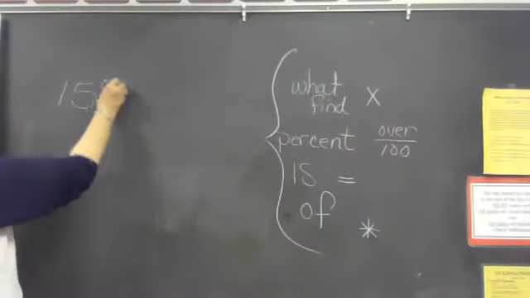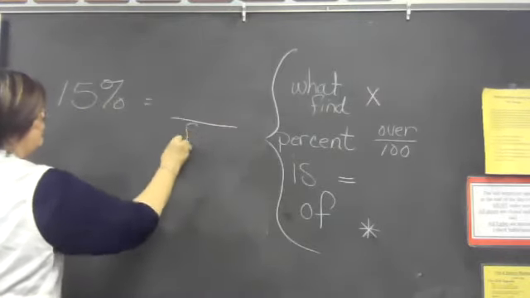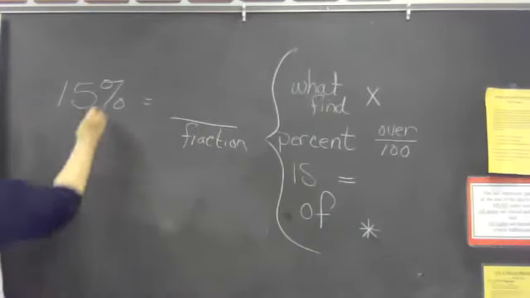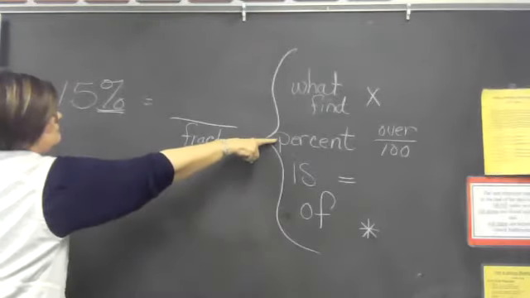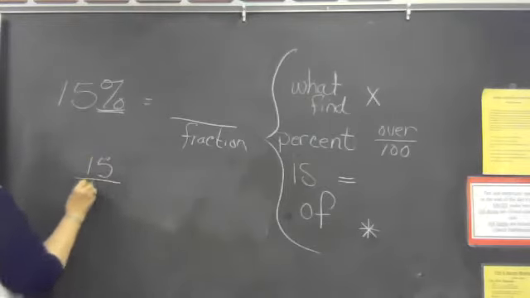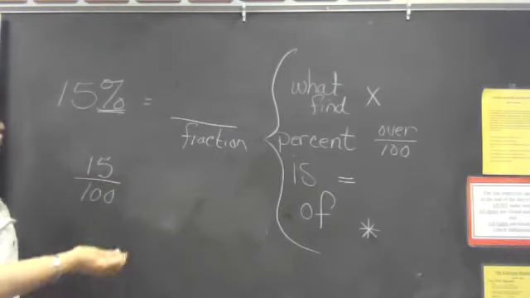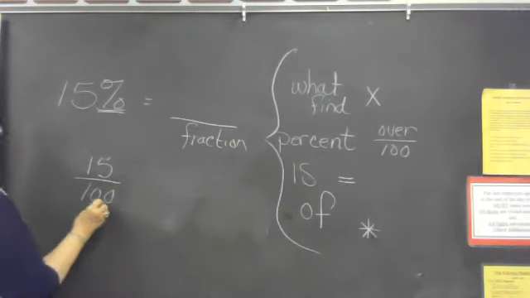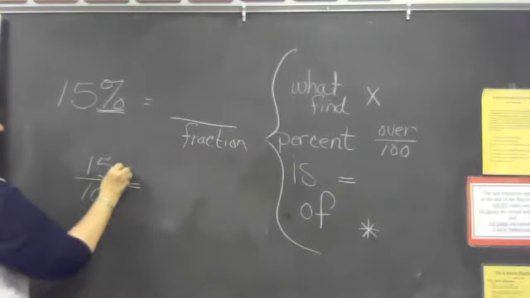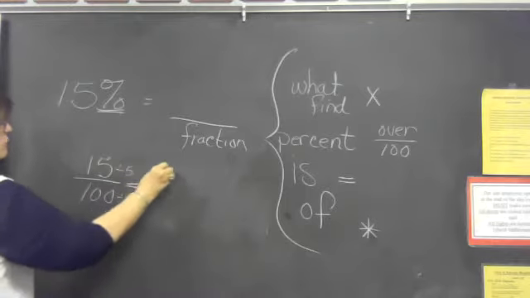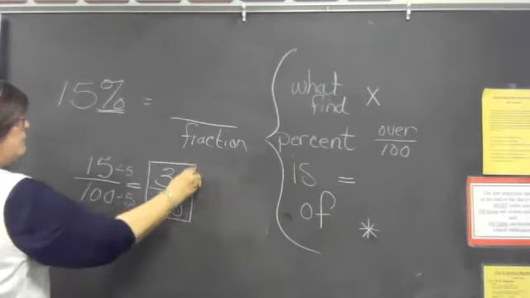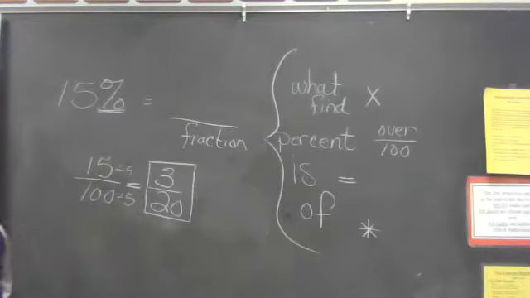Okay, here's our percent, and I want a fraction, right? So what does percent mean? 100. Over 100. So what you're going to do is write this 15 over 100, and ding, ding, ding, it's already a fraction. All you have to do is simplify it by dividing the top and the bottom by the same thing. So let's divide by 5 and divide by 5. So now you have 3 over 20. All you have to do is remember that percent means over 100.